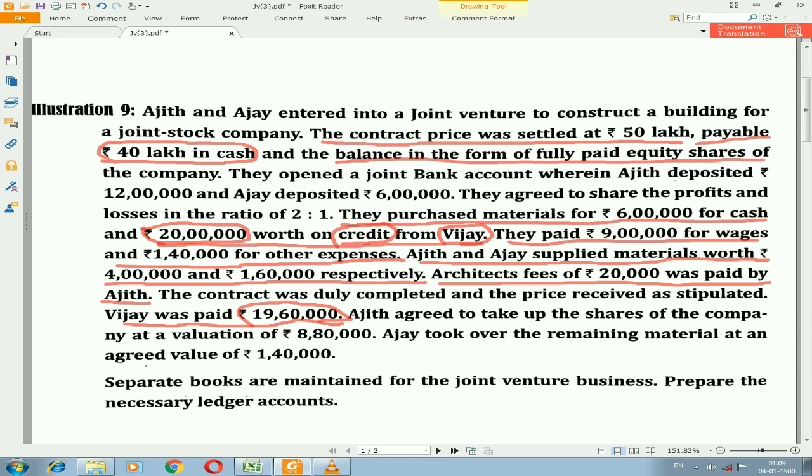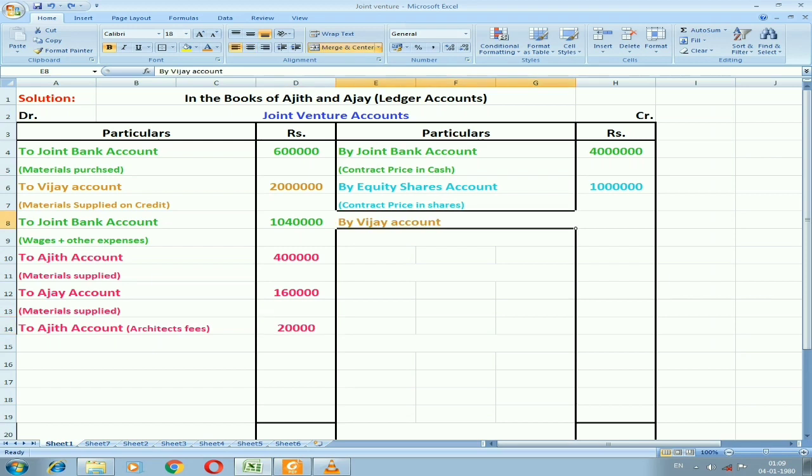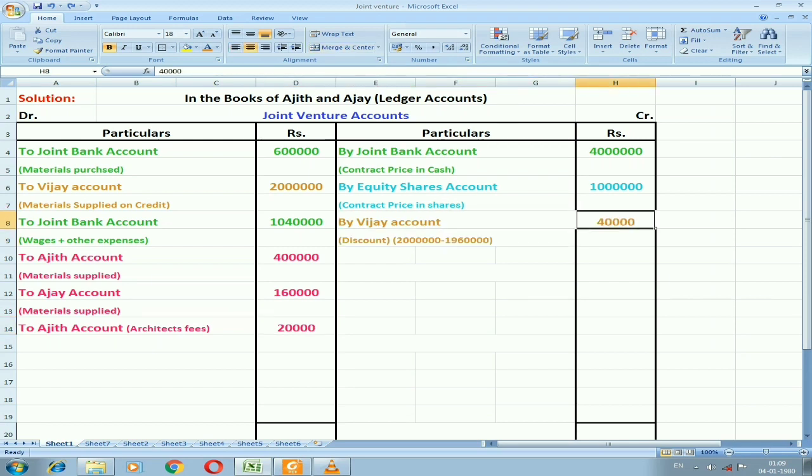So that discount we are supposed to record here on the joint venture account. Because we have already entered the 20 lakh transaction on the debit side, it is an expenditure. We can't record again 19,60,000 on the joint venture. We can record only the discount. So by Vijay account, discount we are receiving, that is the reason it is on credit side. 20 lakh minus 19,60,000, which is 40,000 as discount received from Vijay.